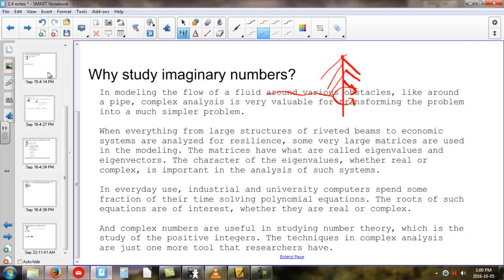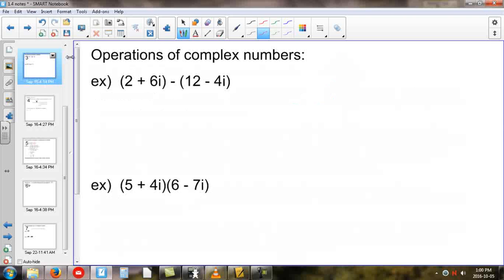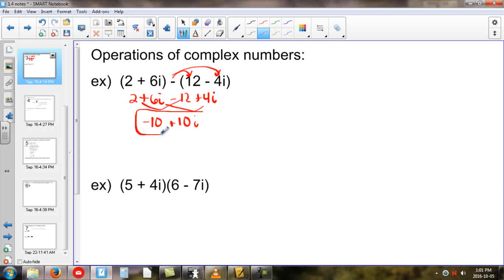We're going to focus on just basic skills with them today. We're going to start with addition, subtraction, multiplication, and division. This is just basic combining like terms, if you will. The negative is going to distribute to rewrite this problem as 2 plus 6i minus 12 plus 4i. If I combine my like terms, I'm going to get -10 plus 10i. We always write the real piece and then the imaginary piece.